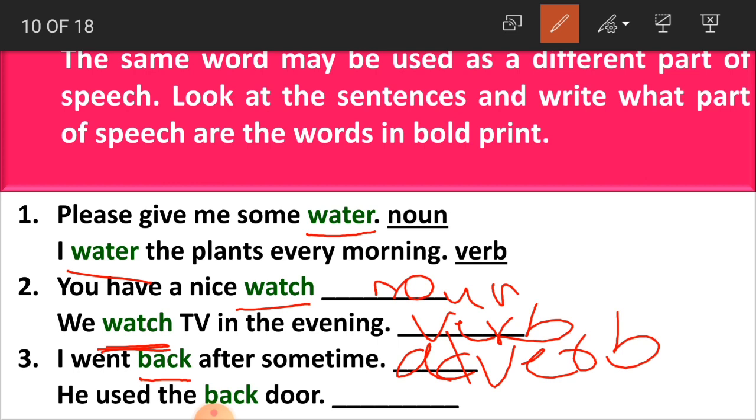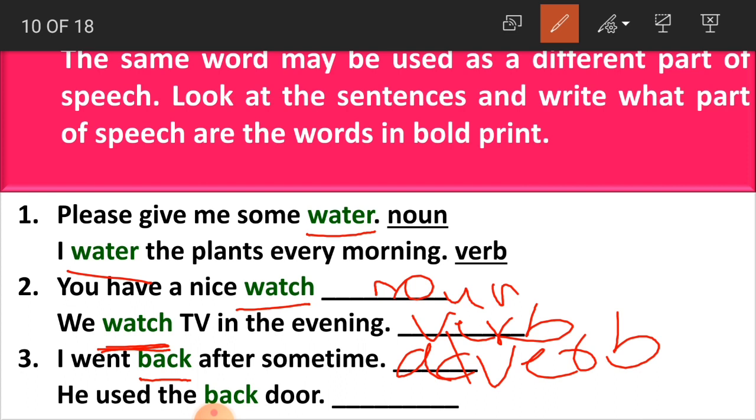Okay, as we learned, what is an adverb, children? What is an adverb? Which is going to add some value for verb, adjective, and also an adverb. It's not for noun, which is going to add some value for verb, adjective, or an adverb itself. So this is an adjective.